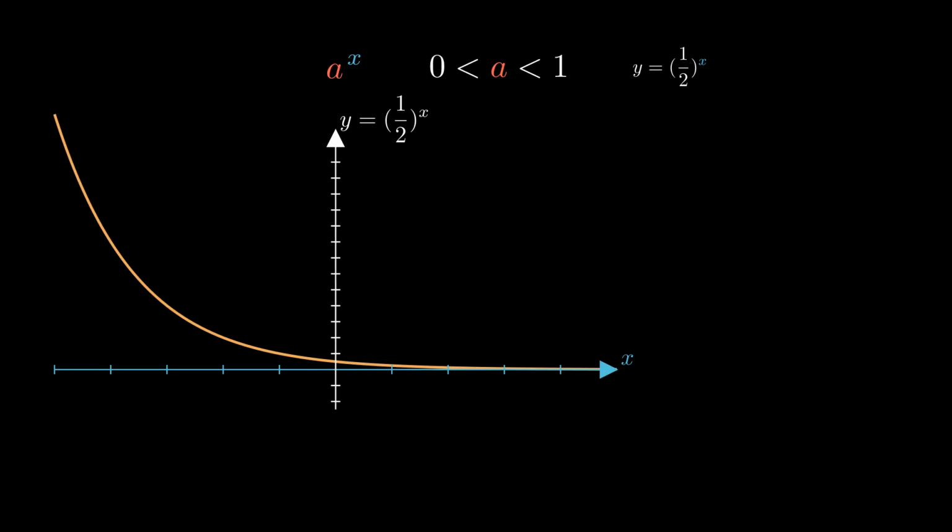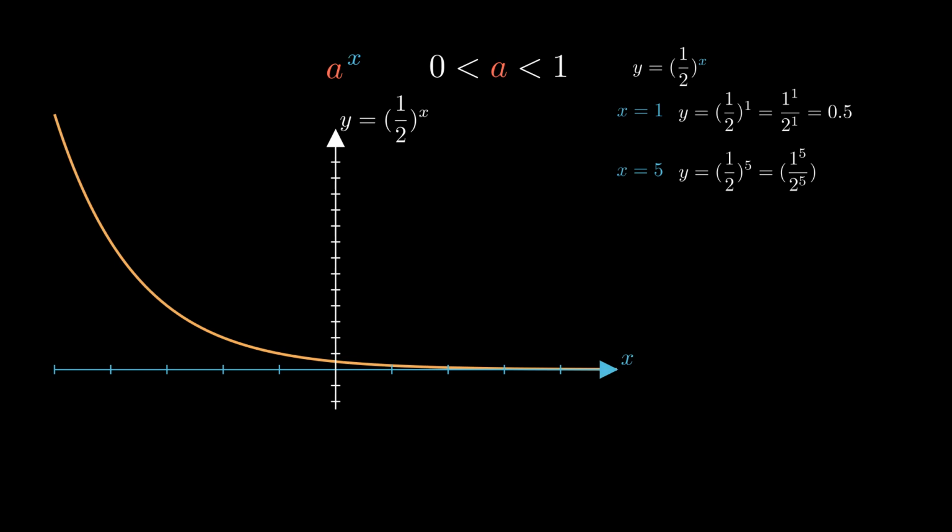Let's take a look at y equals 1/2 to the x and plug in some values to see what happens. When x is 1, we get 1 over 2, all raised to the 1, which is just going to be 1/2. When x is 5, we have 1/2 to the 5th power. So that 5 goes to the top and the bottom. So we have 1 to the 5th over 2 to the 5th.